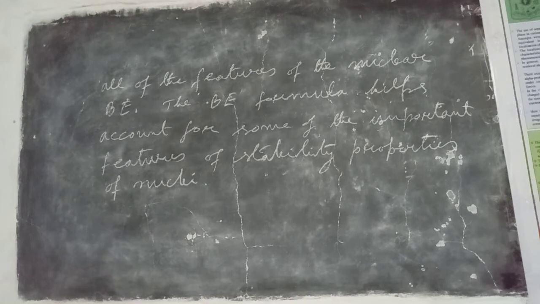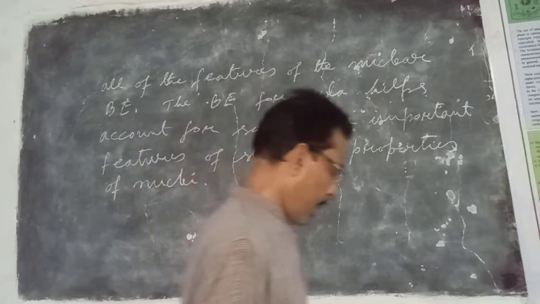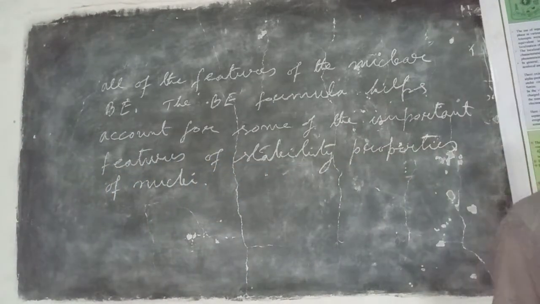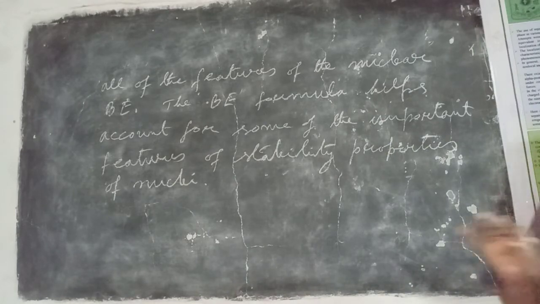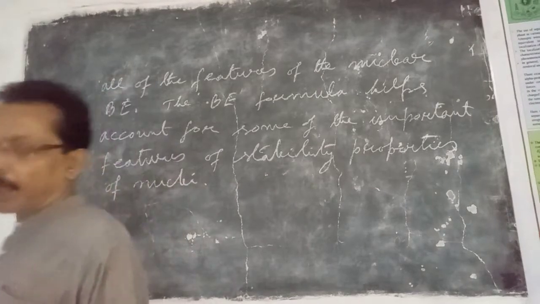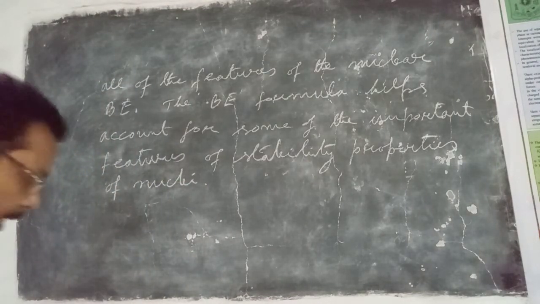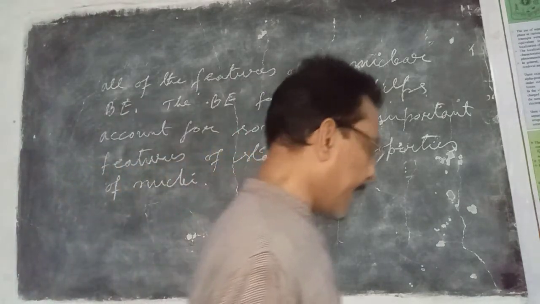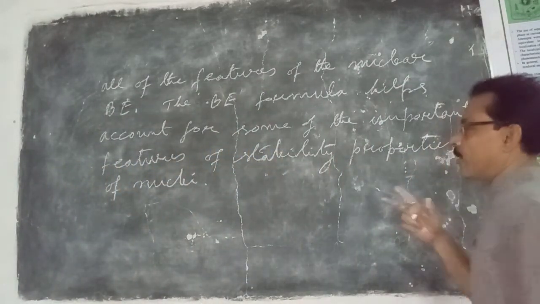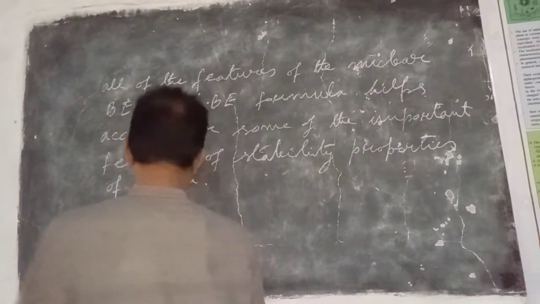Now, it is observed that the pairs of stable isobars, which means our mass number is the same but Z may be different, most of the stable isobars differ in their atomic number by 2 units rather than by 1 unit.